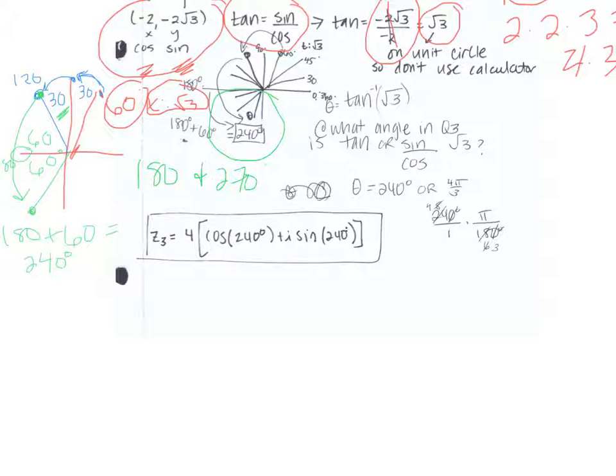So now that we have R is 4, and we know theta is 240, we plug in, and we are in trig form. In trig form, remember, you want to see cos and sine.